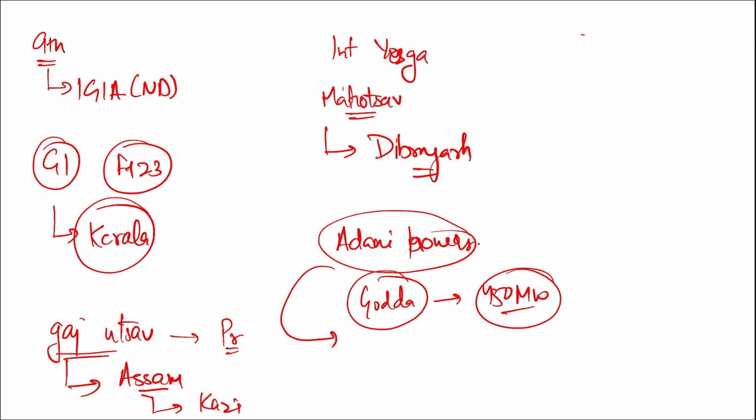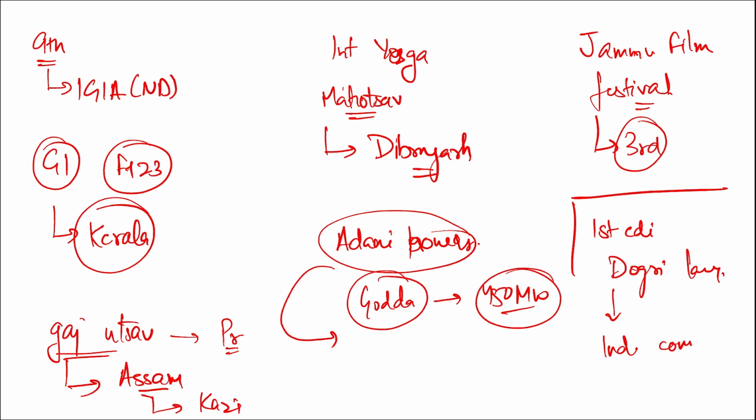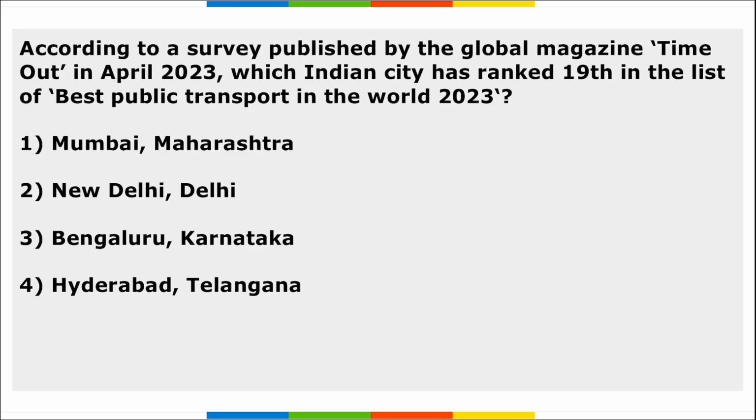Then which edition of the Jammu Film Festival began? It was the third edition of this Jammu Film Festival that recently began, right? Then the Dogri version of the Indian Constitution was released, and it was the first ever edition of the Dogri language in which the Indian Constitution was released for the first time.